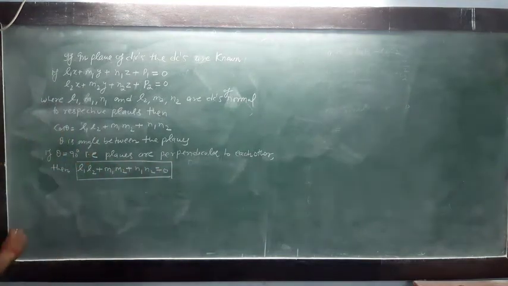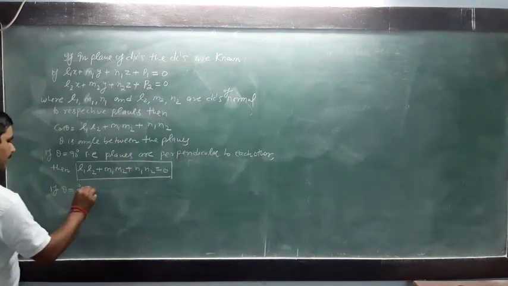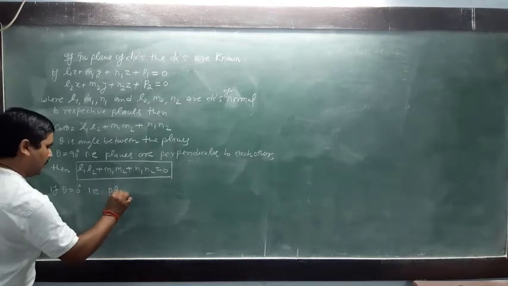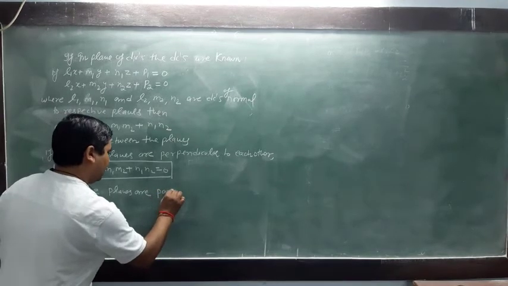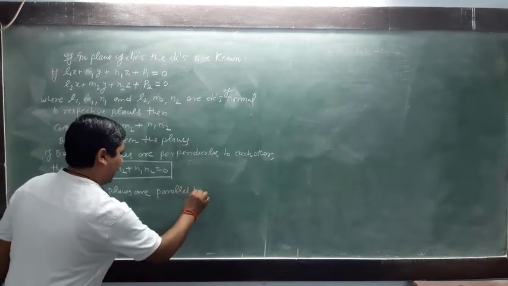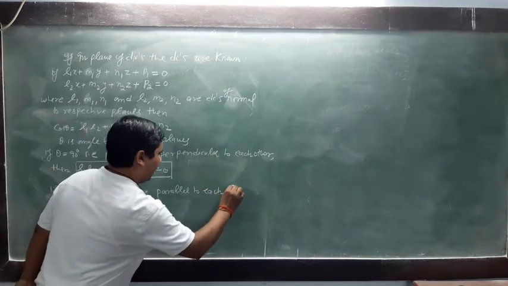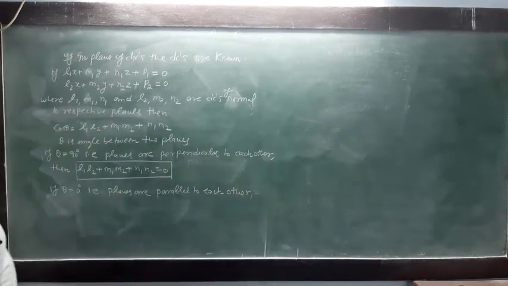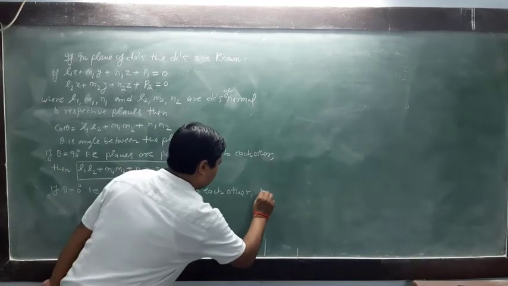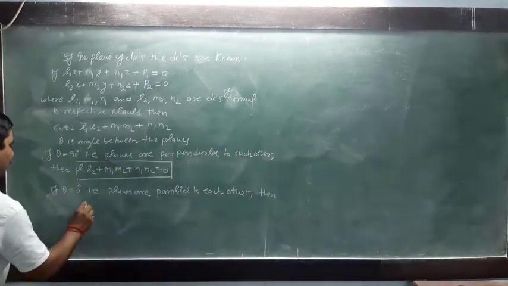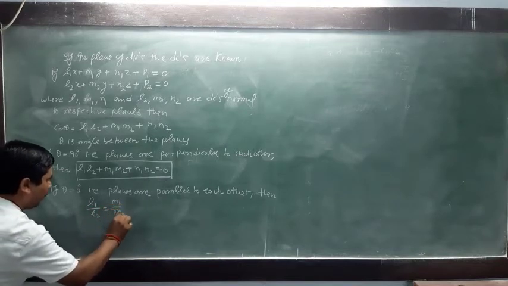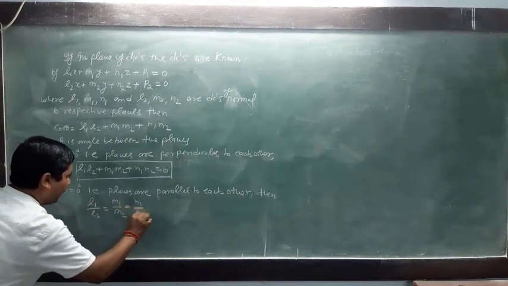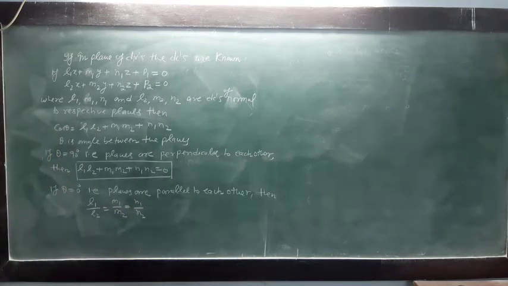And if theta is equal to 0 degree, that is planes are parallel to each other, then the ratio of DC, that is L1 upon L2, M1 upon M2, N1 upon N2 will be same.